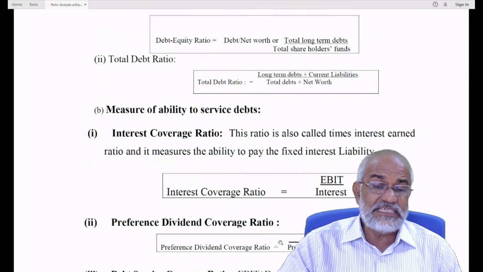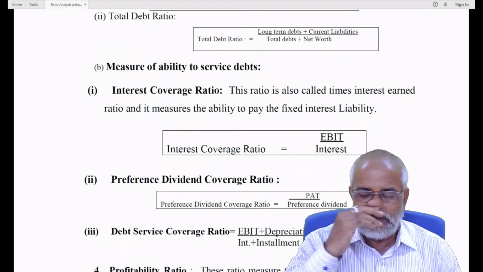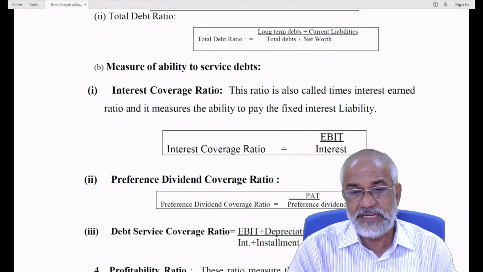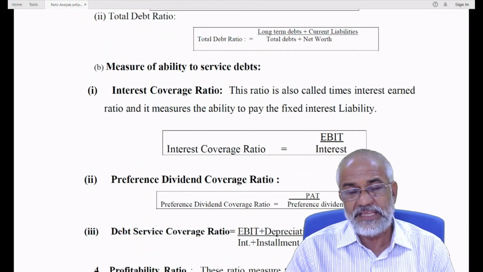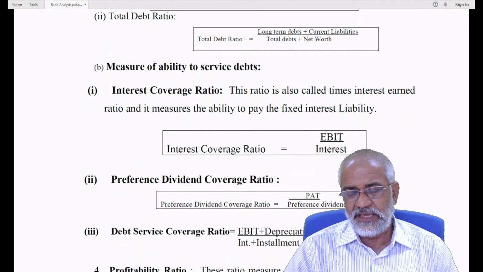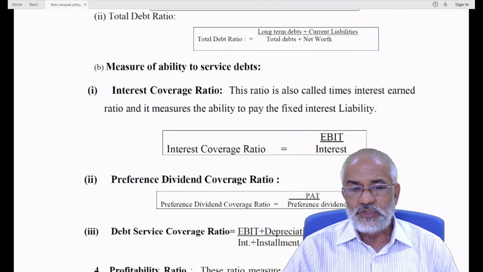Then the second one is the preference dividend coverage ratio. It is calculated because it is one type of fixed liability for the organization. In case of preference dividend, the rate of dividend is fixed, just like interest on debentures or interest on loans from banks and financial institutions. So how will the preference shareholders ensure that the organization has sufficient profit in hand to pay their dividend on a timely basis from year to year? To calculate this, the profit after tax is divided by the preference dividend.